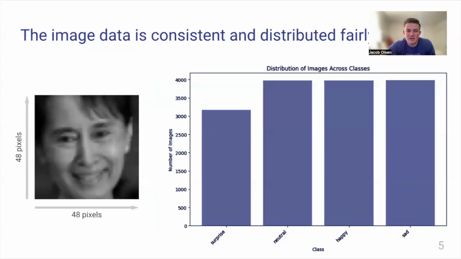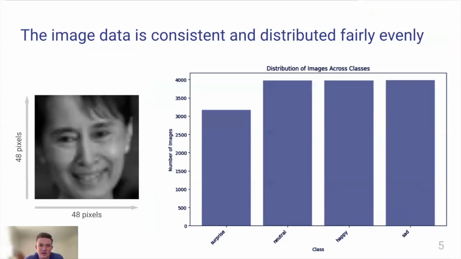So some of the key findings here: the images are distributed fairly evenly, and they came in really clean. There wasn't a lot of pre-processing I had to do, which was nice. They were all the same size. They were all grayscale. Some were definitely higher quality than others. You can see here the surprised images. There are about 800 fewer of those than the rest of the classes, but that didn't make all that big of a difference.